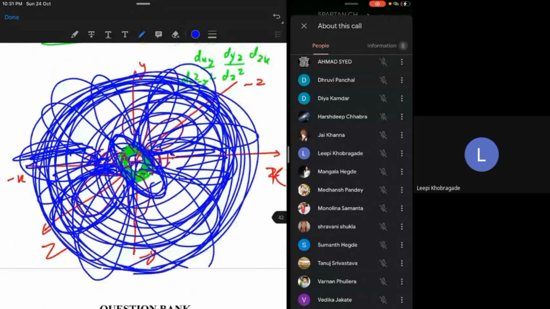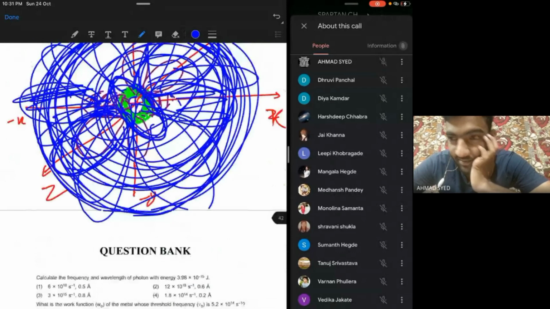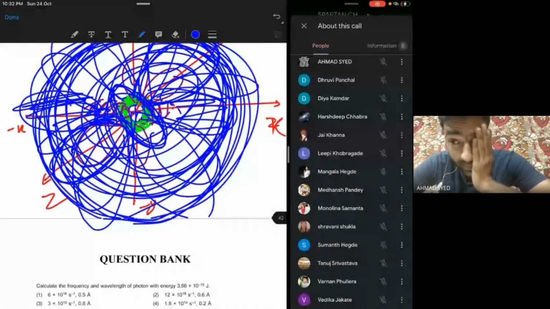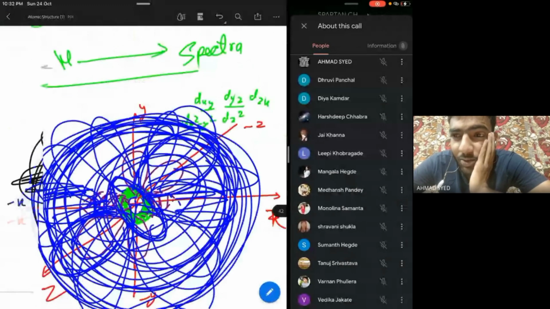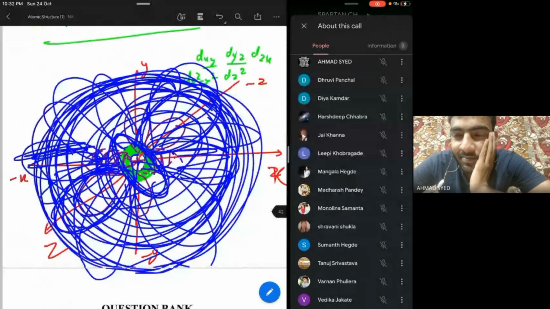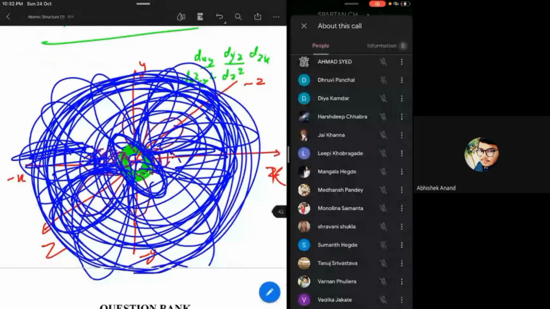So ultimately, it is all becoming spherical. There are some reasons when the probability will be 0, but yeah, that's it. So this is the structure of atom which we have got. Now we are done with the chapter. We have finally found out the structure of atom, which was the title of the chapter.